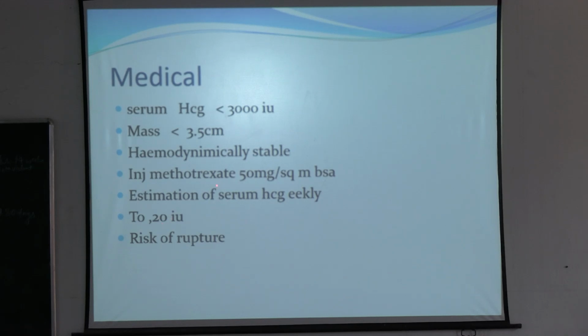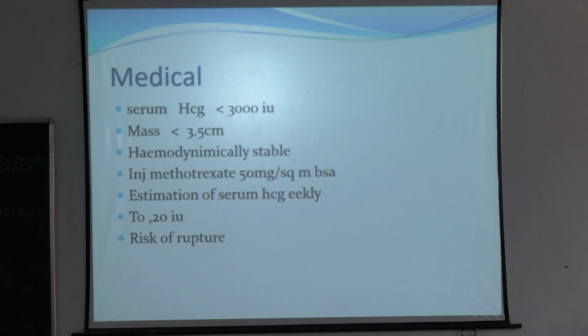But the risk of medical treatment is rupture. So in medical treatment, you cannot allow the patient to take the injection and go home and sit there. You have to keep the patient at the hospital and go on doing medical treatment. So anytime if there is rupture, you can take the patient to the OT and immediately do the surgery. And if it does not respond, that means you are doing weekly beta HCG estimation.